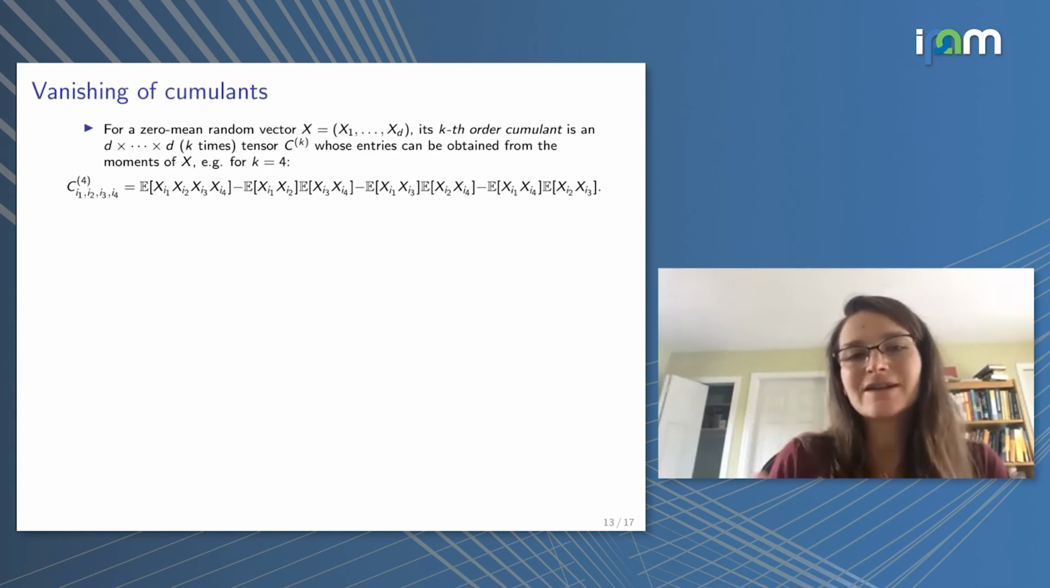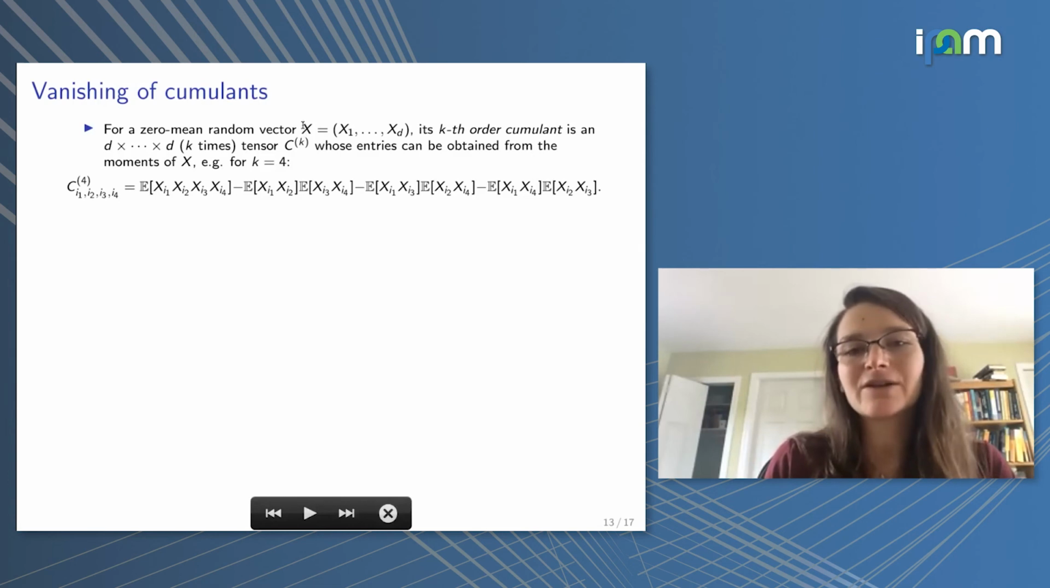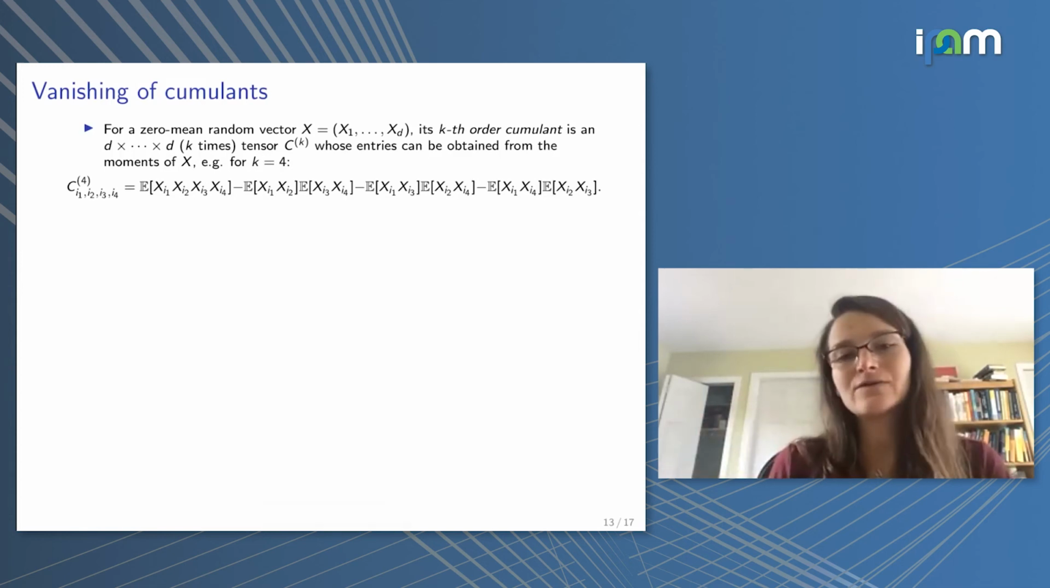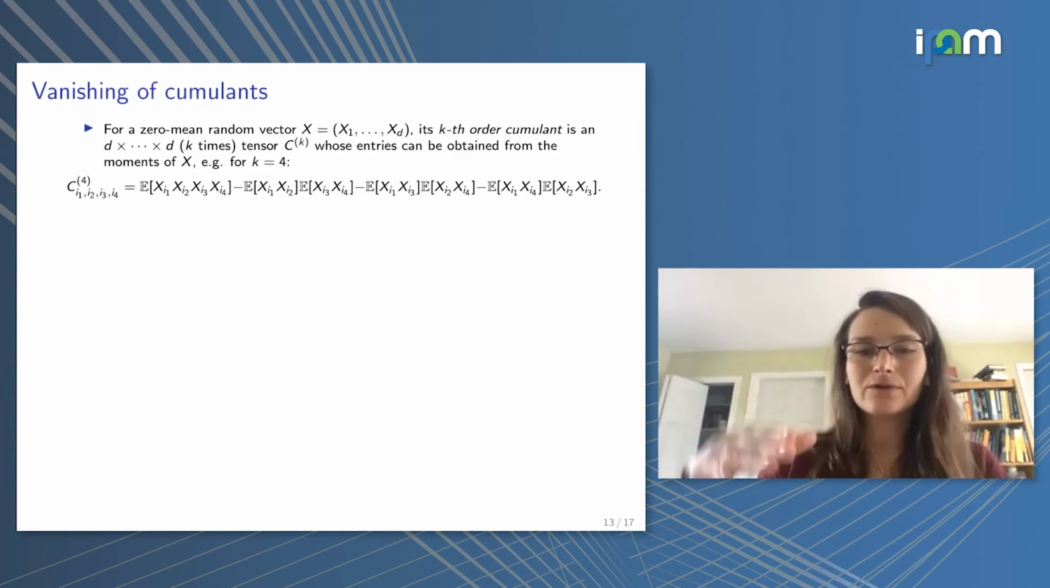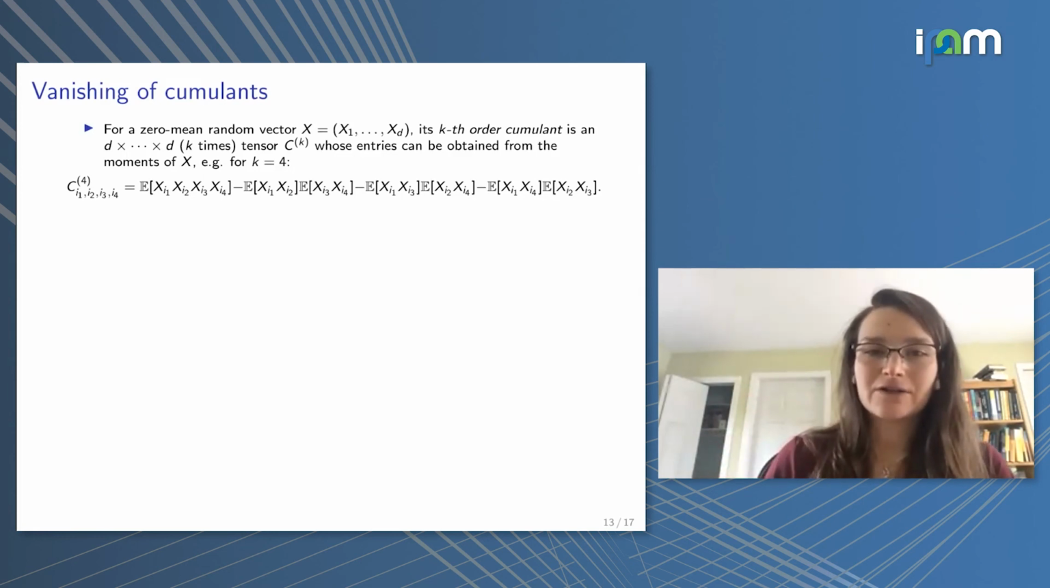So it's like a moment tensor. So if you have a random vector x, let's say it's mean 0, its moment tensor would have entries like this. And so a cumulant is very similar, but you have to transform the moments a little bit. The time when they start differing is when k equals 4. So up to the third moments, cumulants are equal if your vector has mean 0.